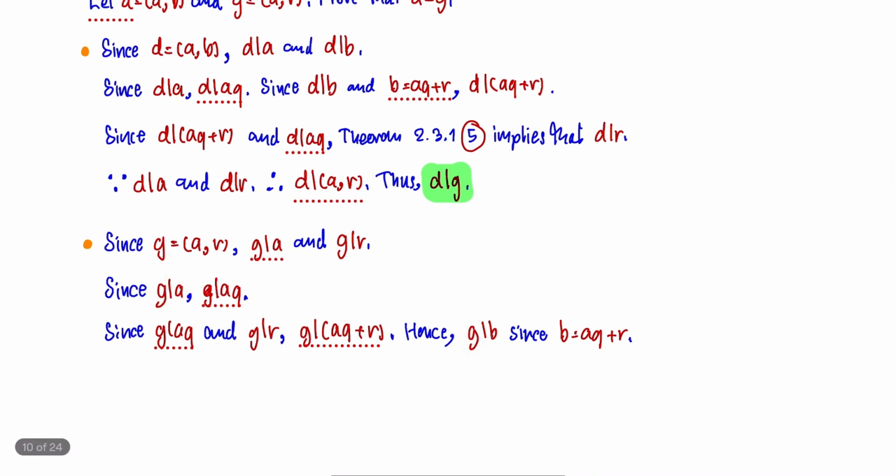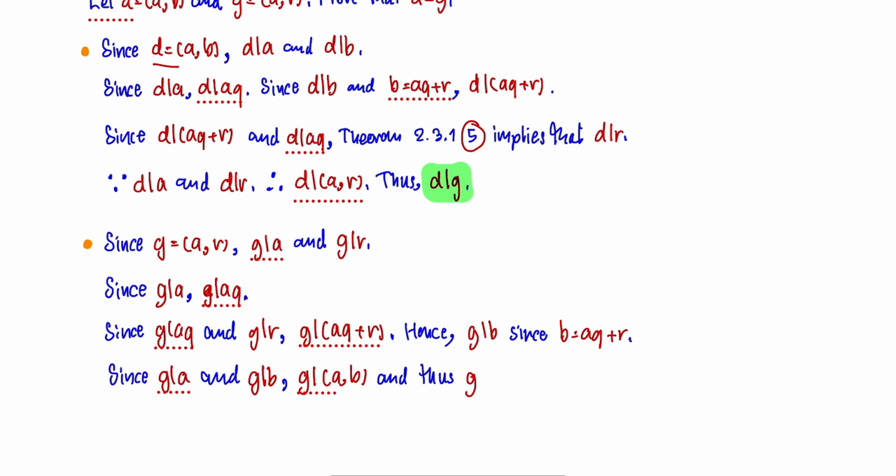What does that mean? Since g divides a and g divides b, that means that g divides the greatest common divisor of a and b. And what do we have? g divides d, right? Because d is the greatest common divisor of a and b.